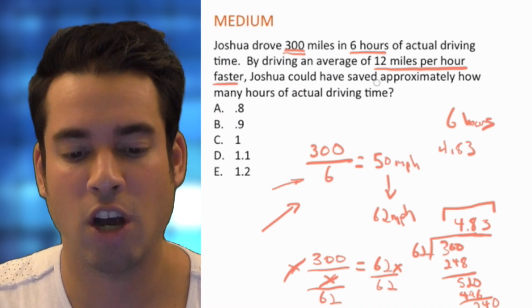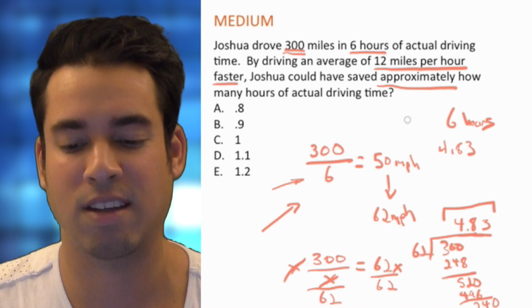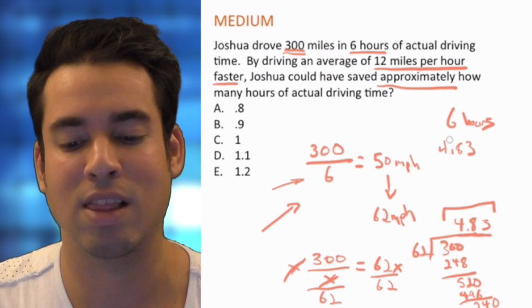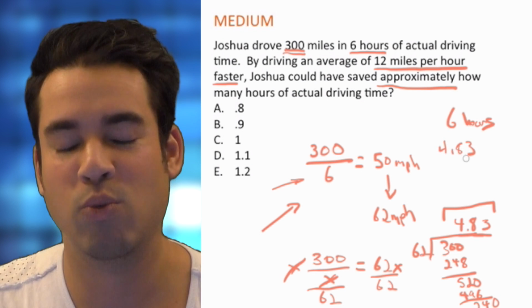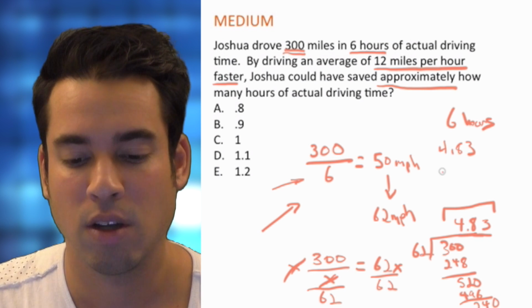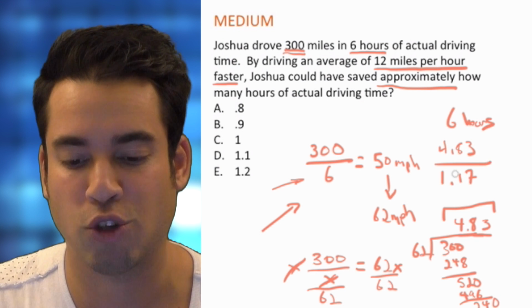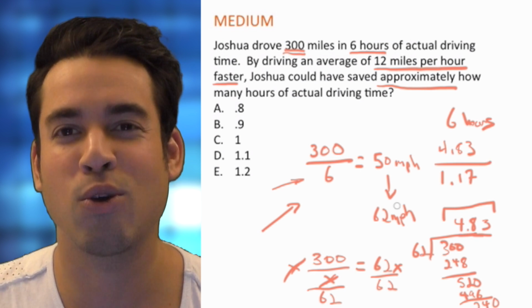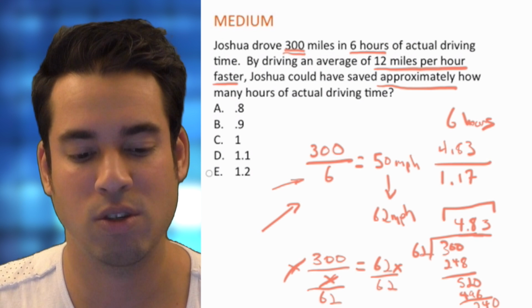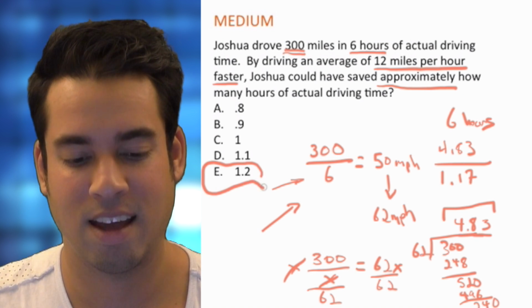And remember, it said Joshua could have saved approximately how many hours of actual driving time. So if we did the subtraction, I'd say it's in between 1.1 and 1.2. All right, so at this approximation it would actually be 1.17 if we did the subtraction. So that seems closer to 1.2 hours. So E is our final answer, and done.